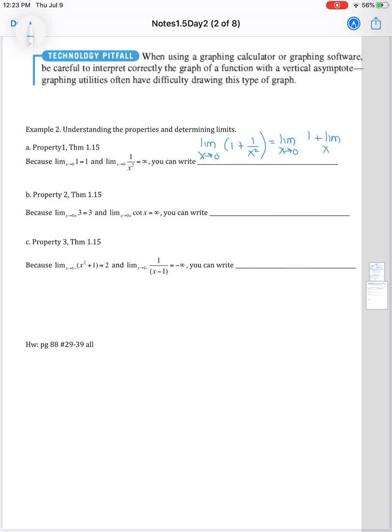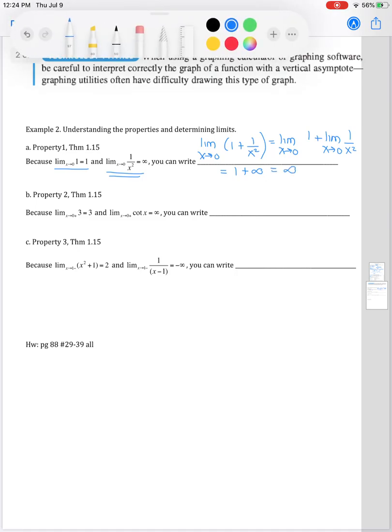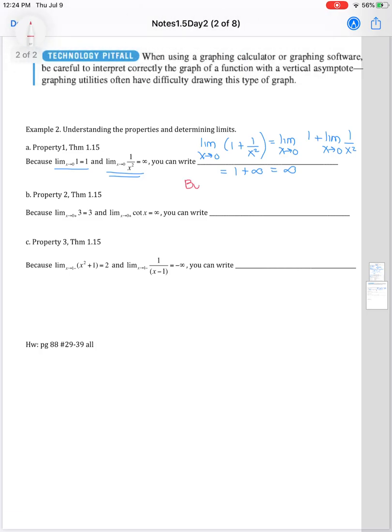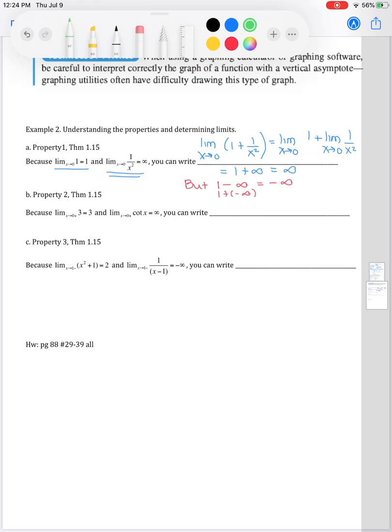So the property says what we're going to do is now take the limit separately. So we have the limit of 1, and then we have the limit of 1 over x squared. So these were given. The limit of 1 is 1, and the limit of 1 over x squared is infinity. And 1 plus infinity equals infinity. Now, something to keep in mind, which I'm going to add right underneath it, but let's say we had a subtraction problem. 1 minus infinity, though, that would not be positive infinity. That would be negative infinity. Because you got to think of it like 1 minus infinity is the same thing as saying 1 plus negative infinity, and that's why it's negative infinity.